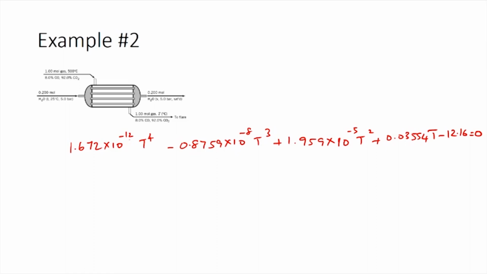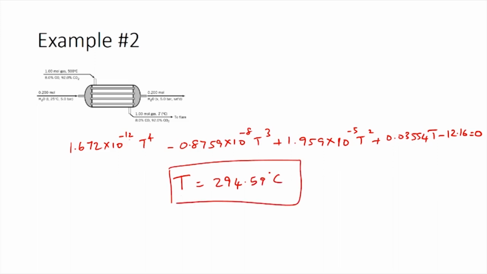If you were to use Excel or Polymath or one of those software packages to solve this fourth order polynomial, you would get the value for temperature as 294.59 degrees Celsius. This is the temperature of the exit stream for the carbon dioxide carbon monoxide mixture.